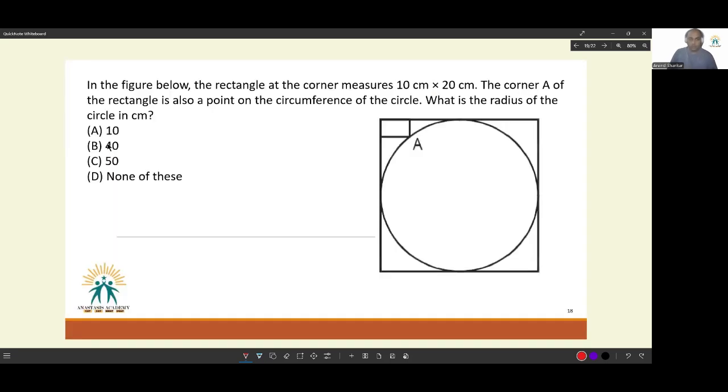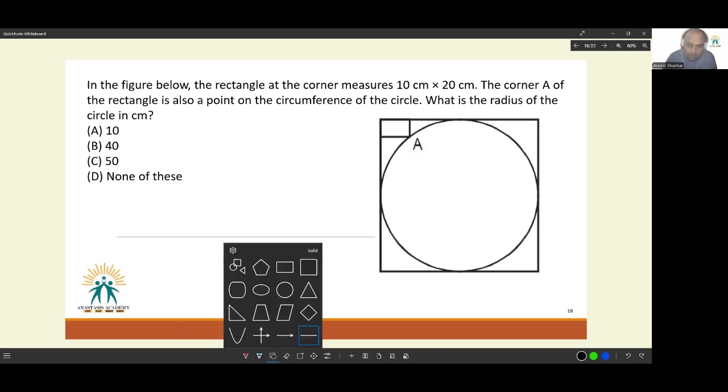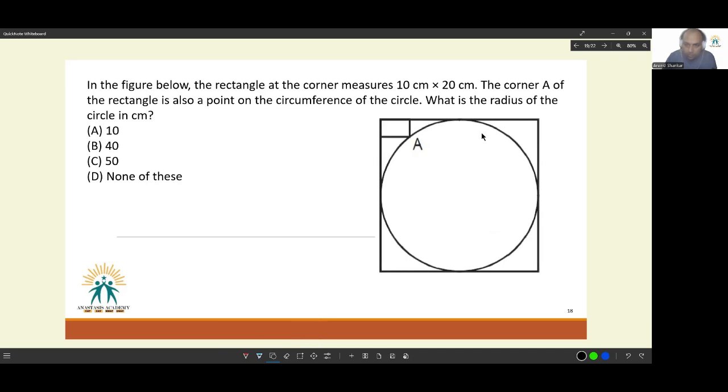Okay. Next, in the figure below, the rectangle at the corner measures 10 centimeter into 20 centimeter. The corner of a rectangle is also a point on the circumference of the circle. What is the radius of the circle in centimeters? Okay, this is one of the easier questions. I'm sure if you have studied properly, you would have come across this question earlier. If you haven't, just with the fear that you haven't, I have included this.